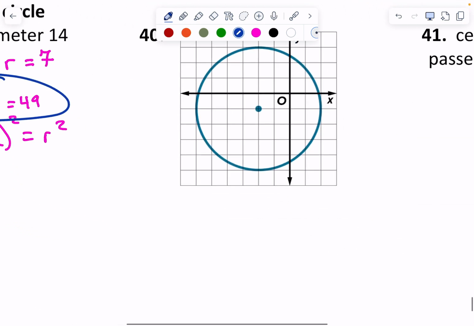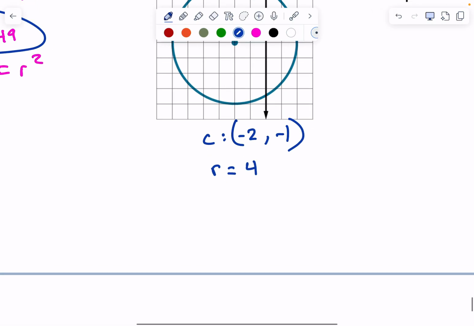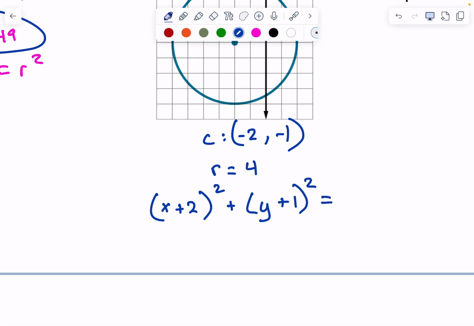40. The two things I need to write the equation of a circle are the center and the radius. What's the center? Negative 2, negative 1. I can't count. And the radius is 4. Okay, so let's write our equation. (x plus 2) squared plus (y plus 1) squared equals 16.